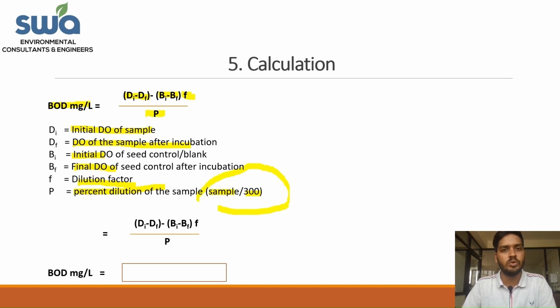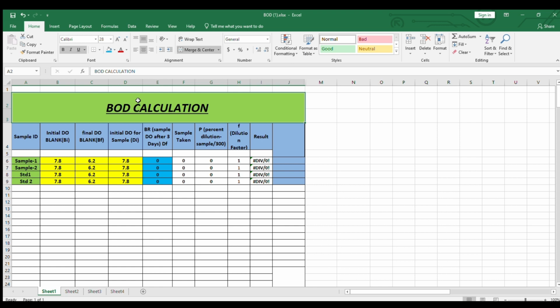So let's move to the Excel sheet and we can calculate the BOD easily there. As you can see here, we are on the Excel sheet of BOD calculation. The sample IDs are given here: sample 1, sample 2, standard 1 and standard 2. Initial DO for blank for all will be 7.8 ml as we have got in titration. Final DO will be 6.2 ml, again we have got it in titration.